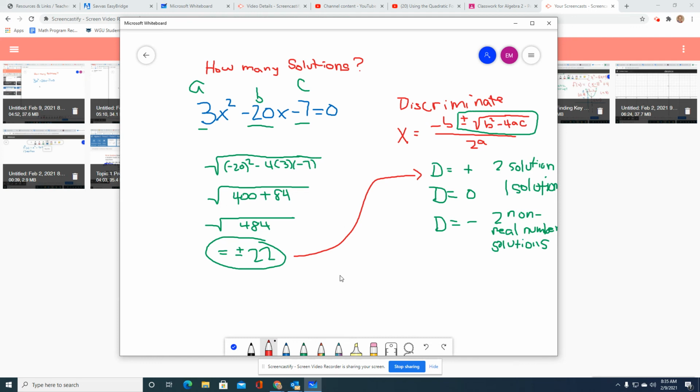Now, I just want to caution you when you're taking an assessment or you're doing homework, read the instructions very carefully. If they ask you how many solutions, all you need to do is plug your numbers into the discriminant and find out if it's positive, negative, or 0. And then if it's positive, you just have to report there are 2 real number solutions. If it's 0, you report there's 1 real number solution. And if it's negative, you can report there are 2 non-real number solutions, and you're done.